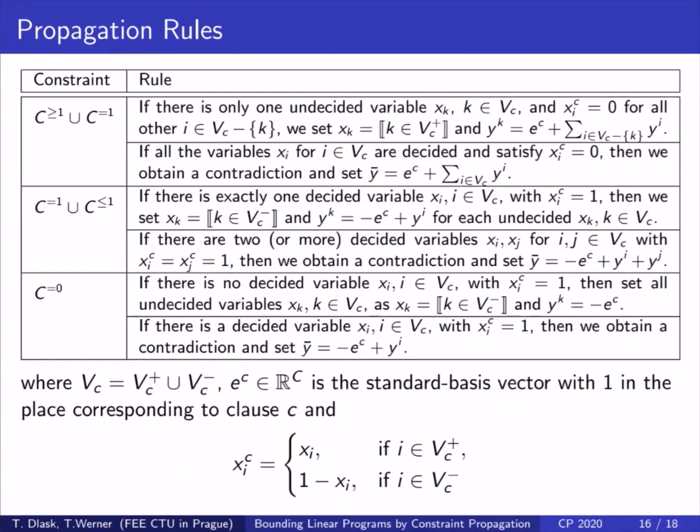There are 6 propagation rules in total, which we show in this table along with the cause vectors and to which sets of constraints each rule is applicable. Of course, whenever an x variable is set to some value, we need to store the corresponding cause vector so that if a contradiction is detected, we are able to construct a certificate of infeasibility.